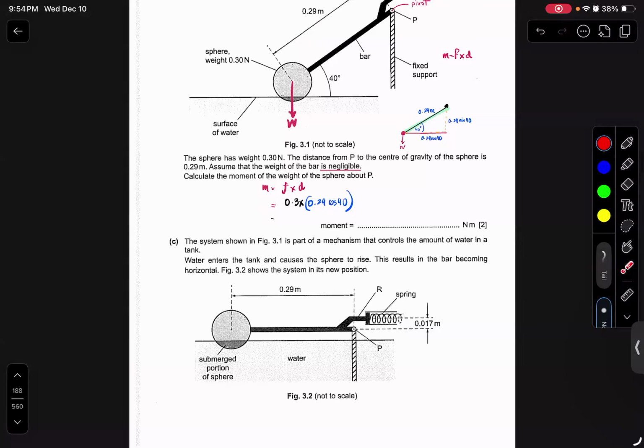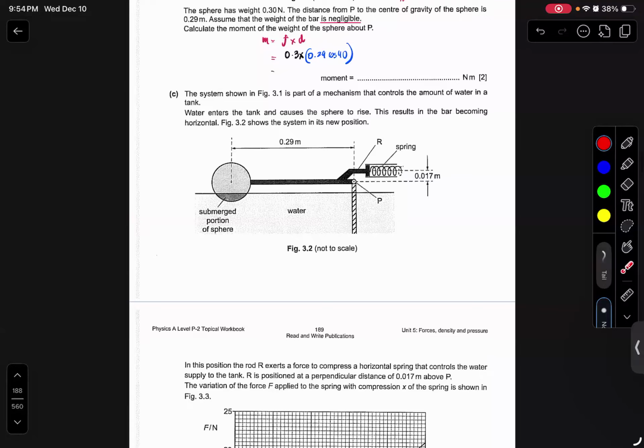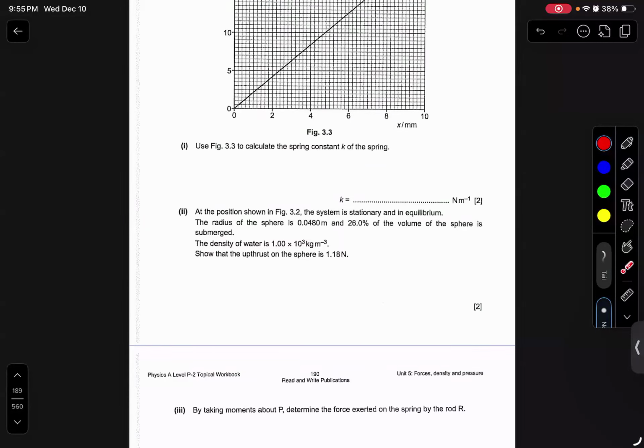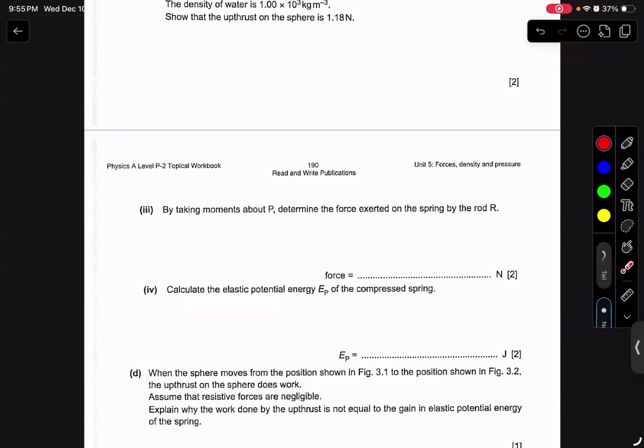So see, these questions are often linked. They've included vectors, moments, then this is related to deformation of solids, where you talk about springs and elasticity and spring constants. Then they've also brought in upthrust, and the volume of the sphere submerged. They've brought in upthrust, density, volume. They've also brought in elastic potential energy. Then they've included some conceptual question about upthrust and elastic potential energy connected. So that's why a lot of these questions are very, very linked.